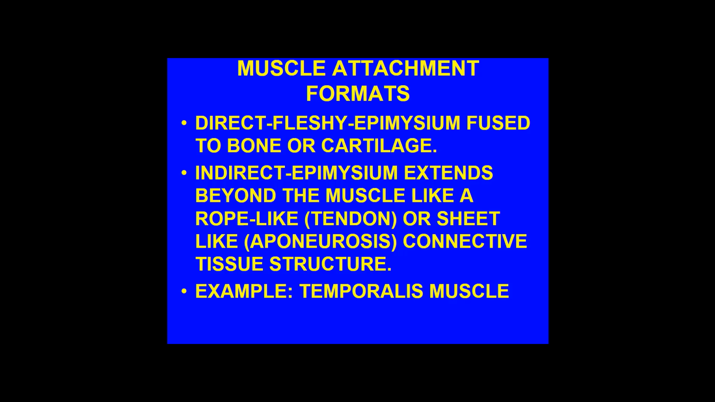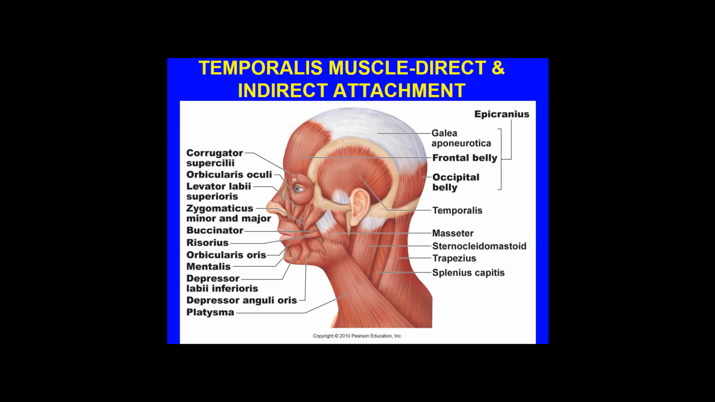So we'll take a look at this from the temporalis muscle. If you look at the temporalis muscle, which is right around here, you see that the upper part has a direct attachment. The epimysium is fused with the periosteum of the bone. But down at the bottom here, you have an indirect attachment, and you have an aponeurosis right low here, right next to the ear. That's going to have an attachment to the zygomatic part of the skull.